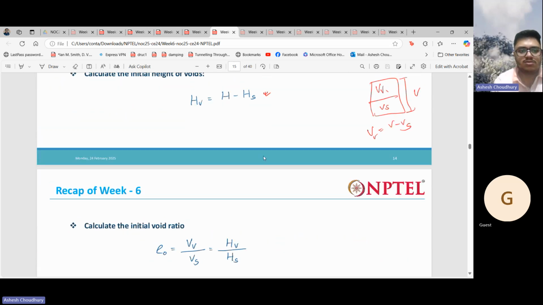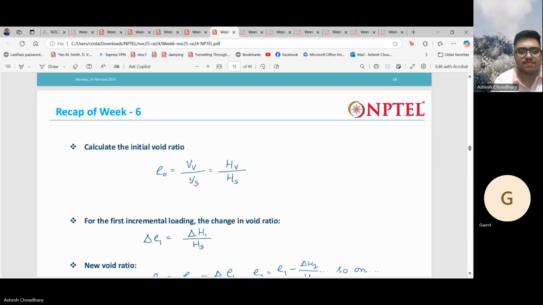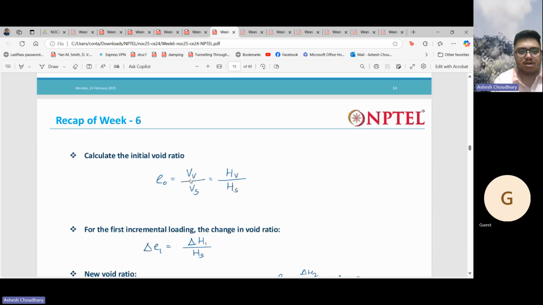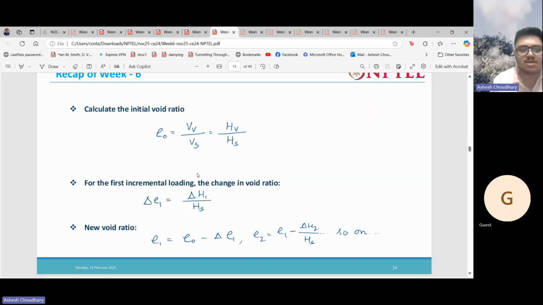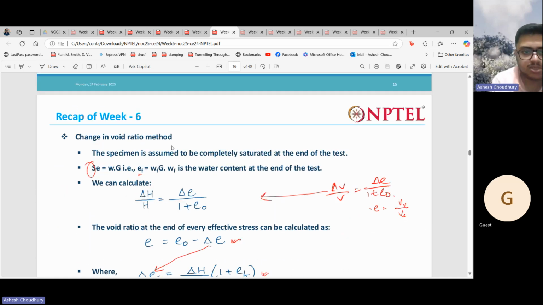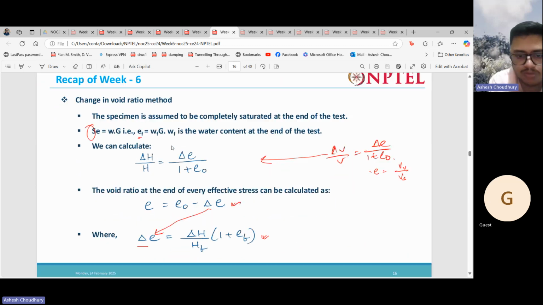So we have two methods. We have the height of solids method, calculation of height of solids, then you have the change in void ratio method. Okay, so you have these two methods using which you can calculate the void ratio at each load increment from your consolidation test.